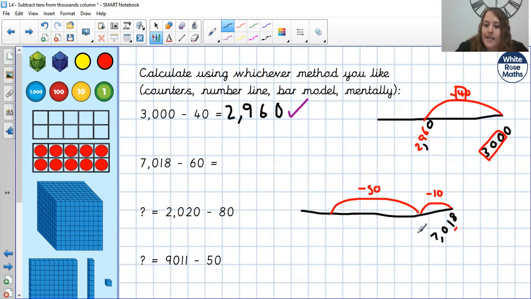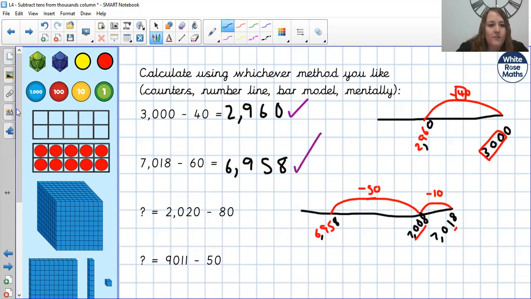So 7,018 would be 7,008. And then I use that pattern spotting, and I can see I've got 700 take away 5. So 700, 699, 698, 697, 696, 695. So I'd have 695, and I've still got my 8 in the ones column. So again, if you got the answer 6,958, you can give yourselves a tick on that one. Well done.